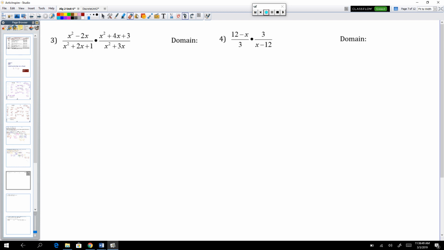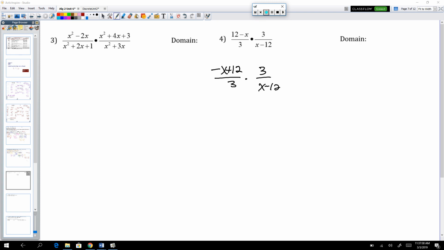But also, 12 minus x and x minus 12. We know that it looks real close to each other, but they're not exactly the same, and we're not allowed to cancel things that aren't exactly the same. Well, let me show you what these are the same as. Notice that if we were to rewrite this as negative x plus 12 over 3 times 3 over x minus 12, we once again get real close to what we need.